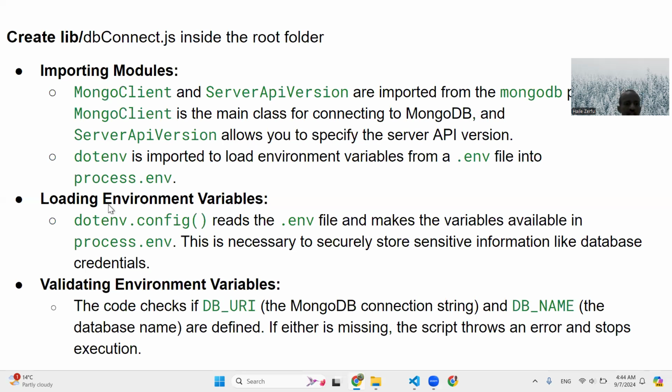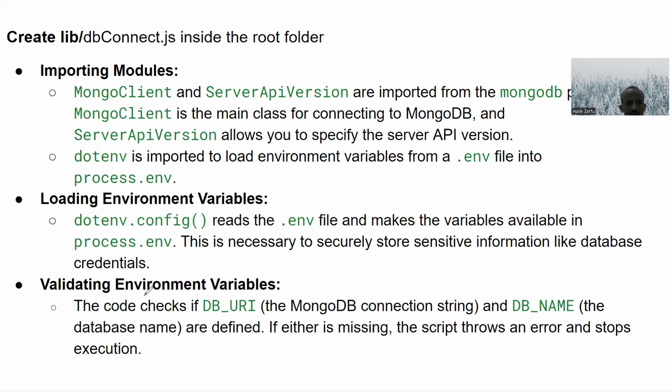Next, dotenv.config reads the .env file and makes the variables available in the process. Then we validate the environment variables. We should check the variables: the MongoDB connection URI means the MongoDB connection, and DB means the database name. Don't forget this one, especially. We will see them one by one.